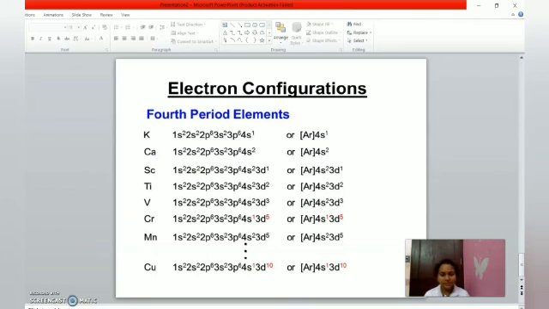So what we learned: the features of the modern periodic table, the electronic configuration of a group, the electronic configuration of a period, and how to write the element's name after the 100th element. Okay, I hope all of you understood.